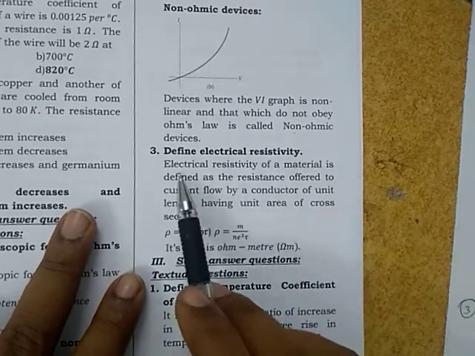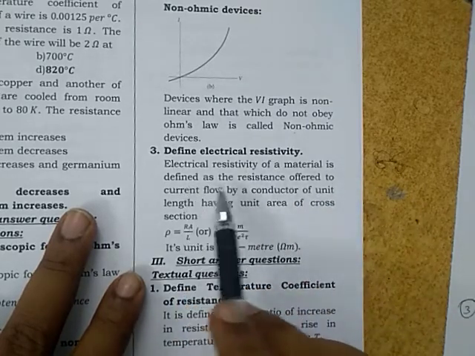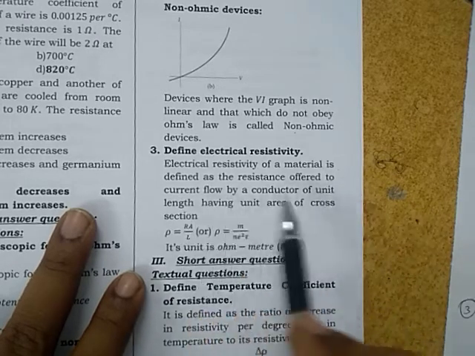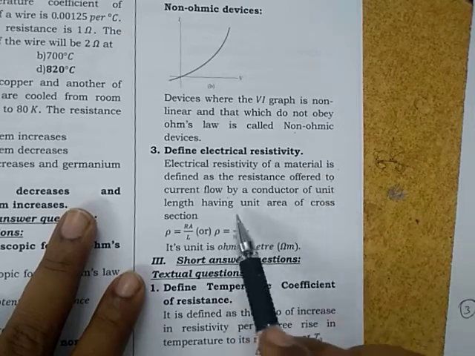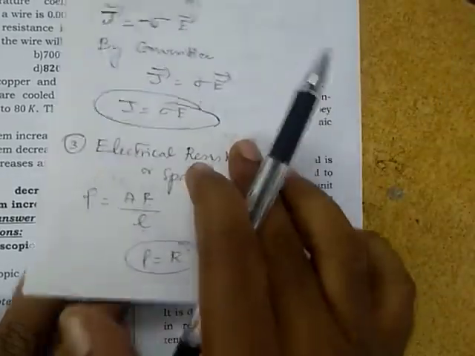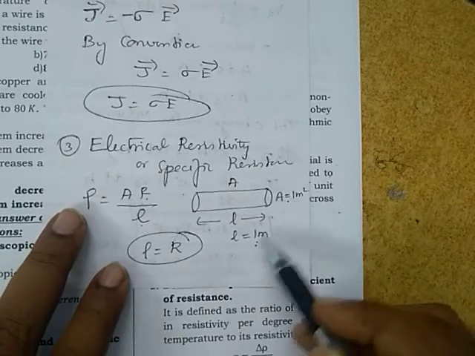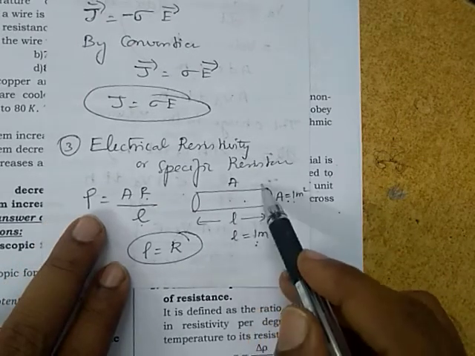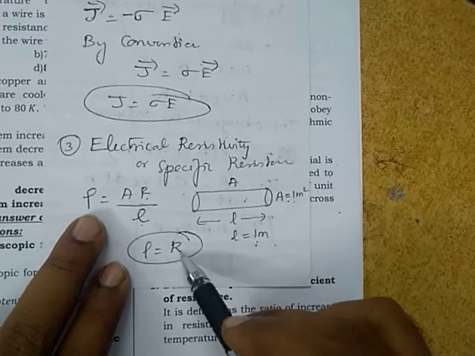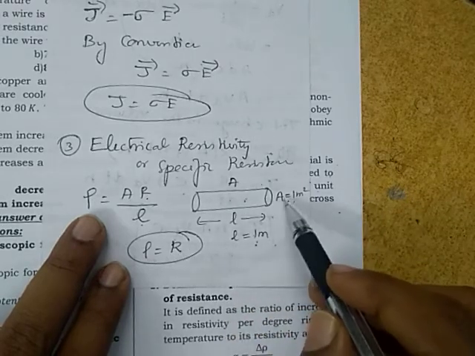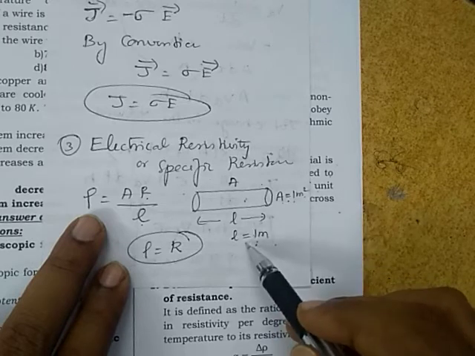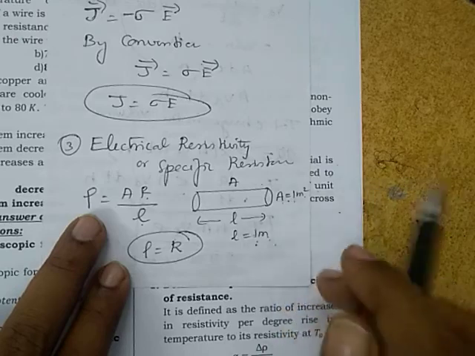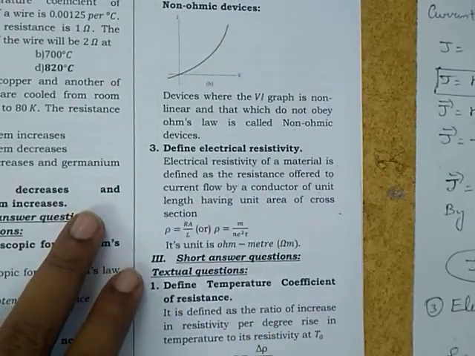The electrical resistivity of the material is defined as the resistance offered to the current flow by the conductor of unit length and unit area of cross section. Here I consider a conductor having unit length and unit area of cross section. For that conductor, the resistance is R, so the resistivity is equal to the resistance because the area is 1 meter square and the length is 1 meter. That is known as specific resistance or resistivity.